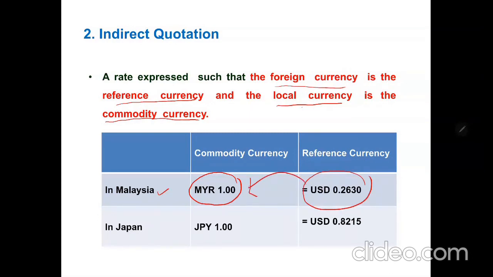In Japan, 1 Japanese yen, because this is the local currency for Japan, we express as 1 Japanese yen equivalent to USD 0.8215. This is the reference, the foreign currency, which prices the commodity currency of 1 Japanese yen.